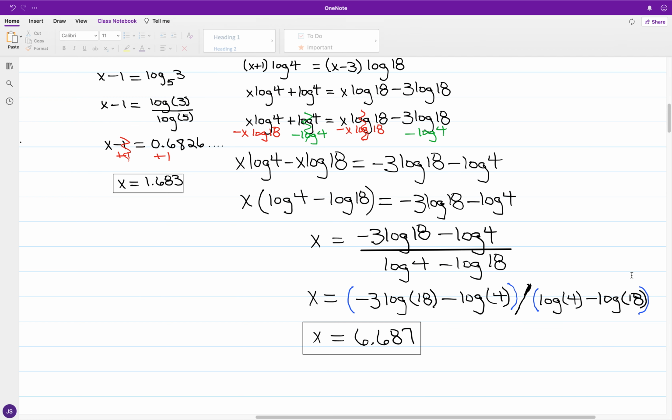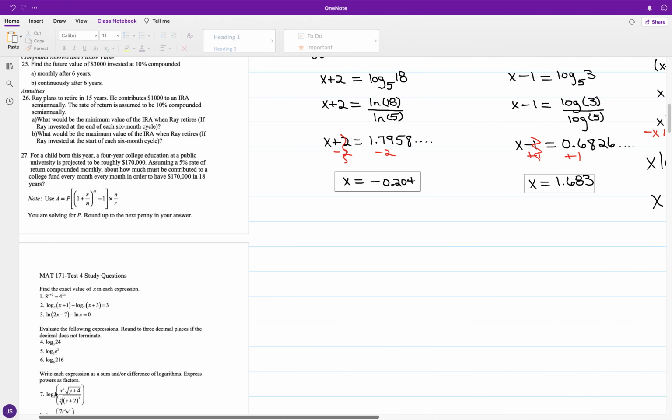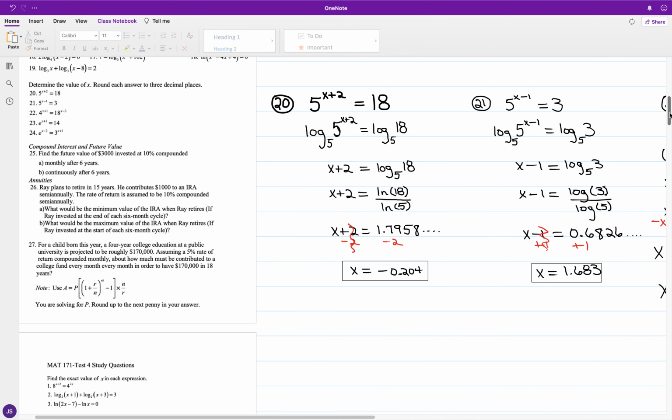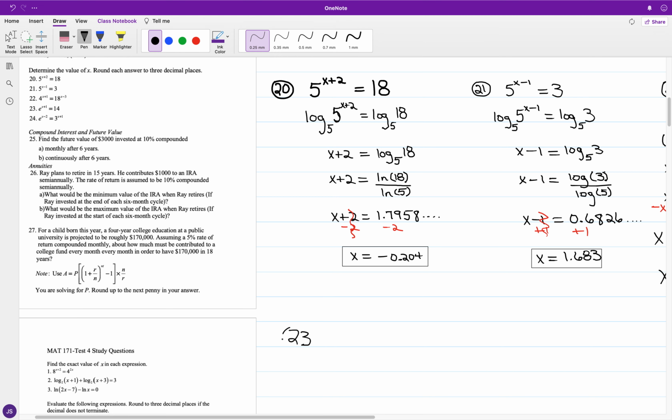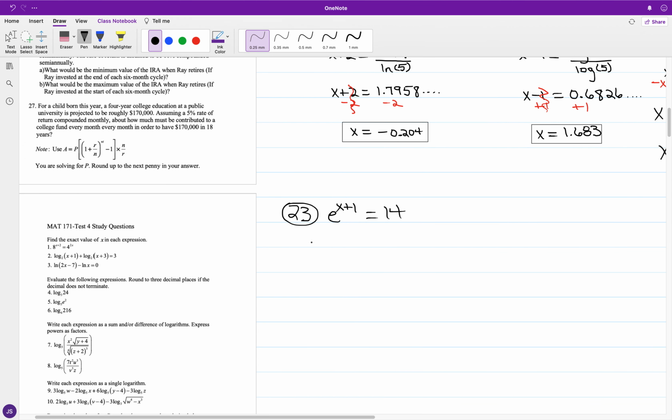Okay, now for the next 2 items, we have equations involving the natural logarithm and exponential base e. First of all, we have e to the x plus 1 is equal to 14. For this one, I can just take the matching logarithmic base, which we have in our calculator.